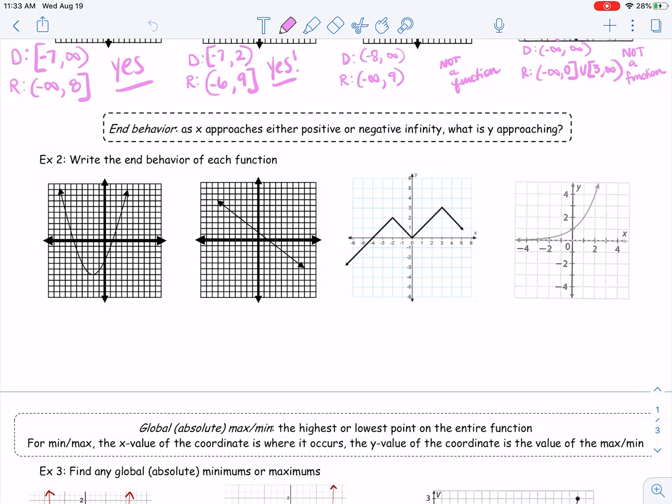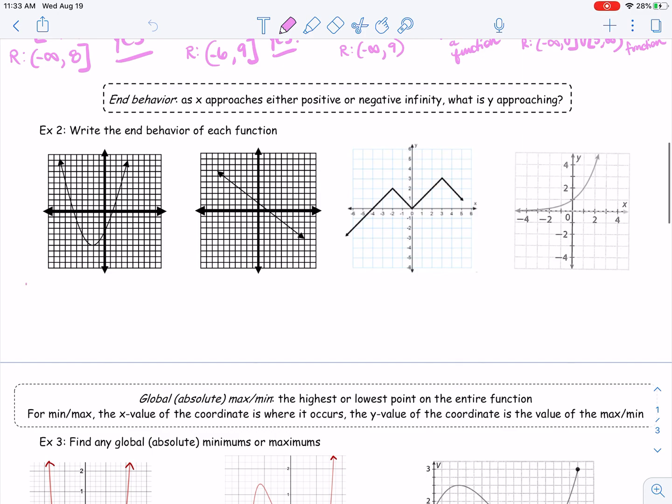So looking at this first graph, as my x's are approaching, we use a little arrow for the word approach. So as x approaches infinity, so as my x values are going to positive infinity, where are my y values going? The y values are approaching positive infinity. So as that graph goes to the right, it is also going up, up, up, and away. So as x approaches positive infinity, y is also approaching positive infinity.